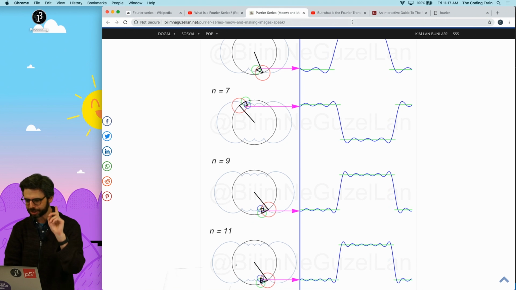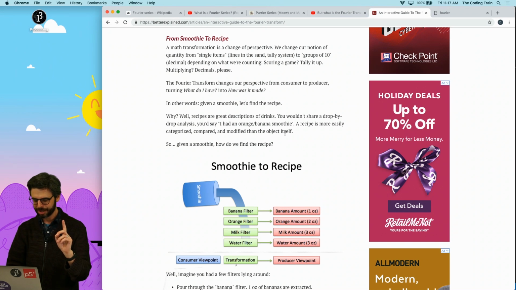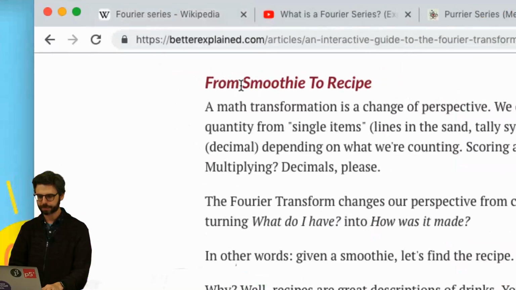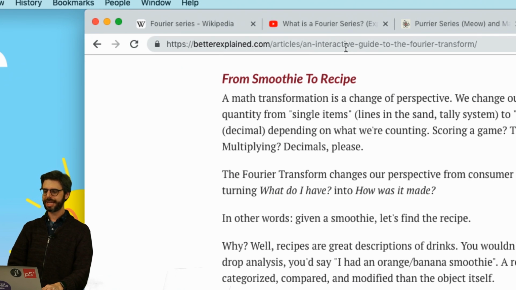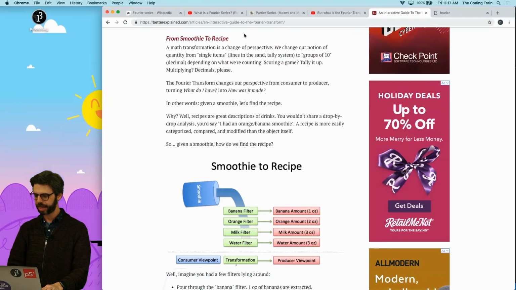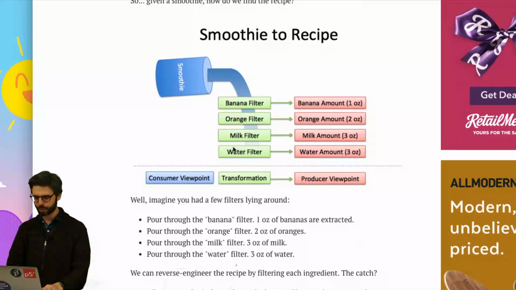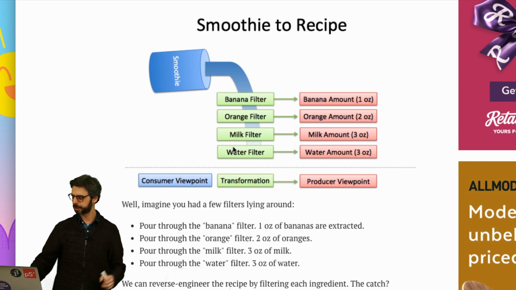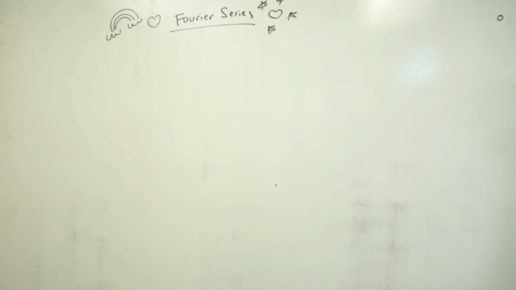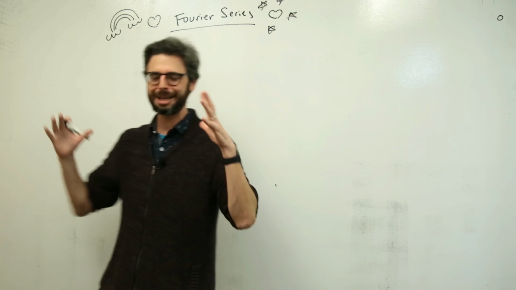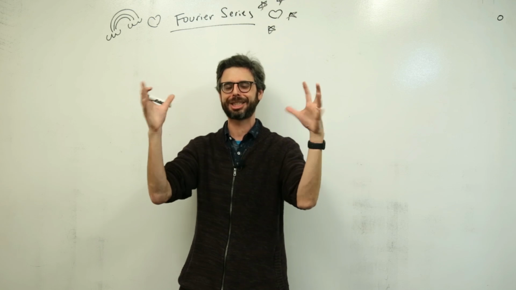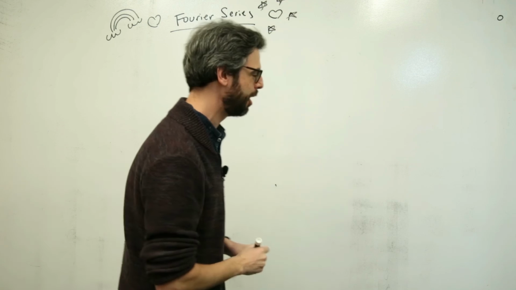Okay, so I also want to reference this website, betterexplained.com, which has a nice article, an interactive guide to the Fourier transform. This, I think, is a really excellent explanation. So again, I'm going to start coding in a second, but you're just going to have to humor me to let me talk about this a little bit more, just to get my feet under me here.